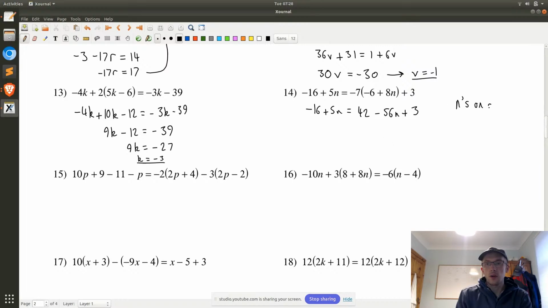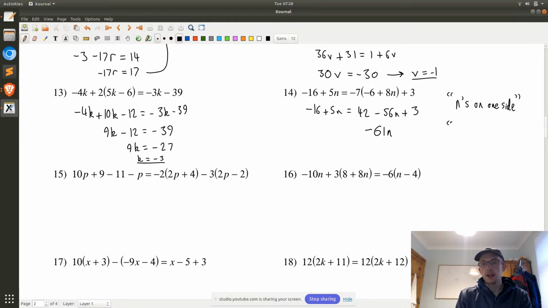They will say something like this. N's on one side. It's quite a common expression. It really just means get all your n terms on one side. The left-hand side or the right-hand side, doesn't matter which, but just get them on one side. So I'm just going to take away 5n from both sides. So what am I going to end up with on the right? Negative 61n.